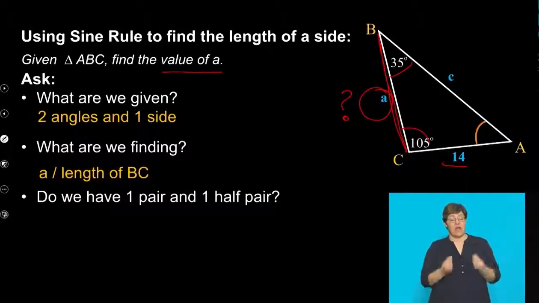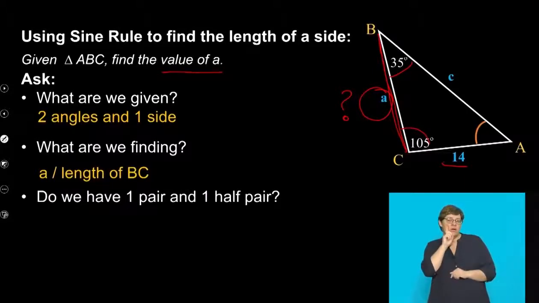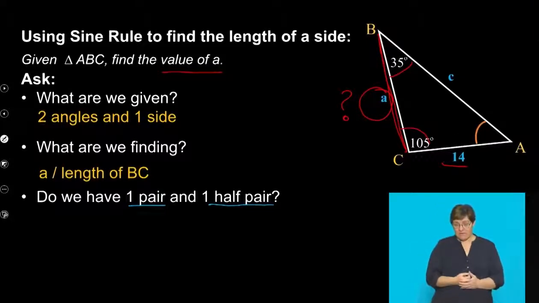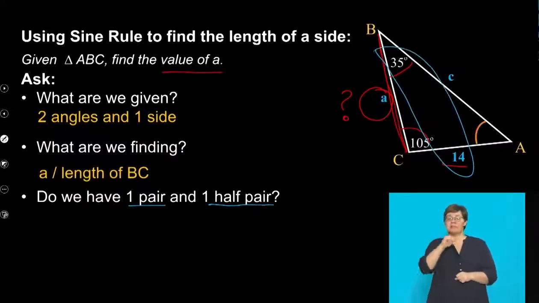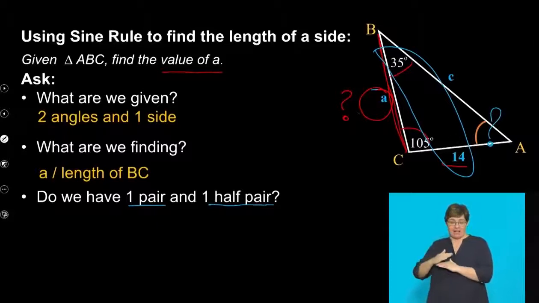To use the sine rule again, we need to check: do we have one full pair and a half pair? Go back to the diagram and you'll realize our full pair is still this pair here. But we have a small problem. Our half pair, we want to find this little a, but we don't have the angle A just yet. So our first problem is to find angle A. If we did find angle A, we would have the half pair, A and little a.